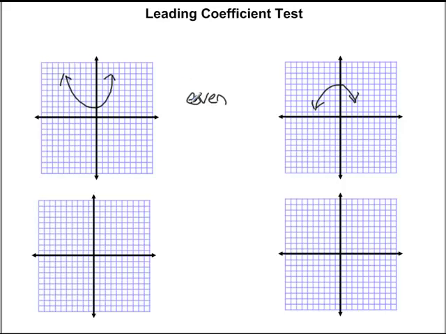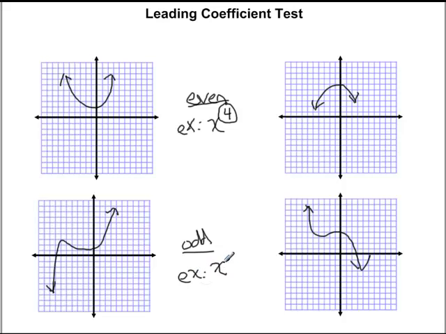When it's even. We'll do an example: x to the fourth. That is even. When it's odd, it's going to do the opposite, obviously. It's either going to start down and go up, or it's going to start up and go down. An example of that: x to the 7th. Boom.